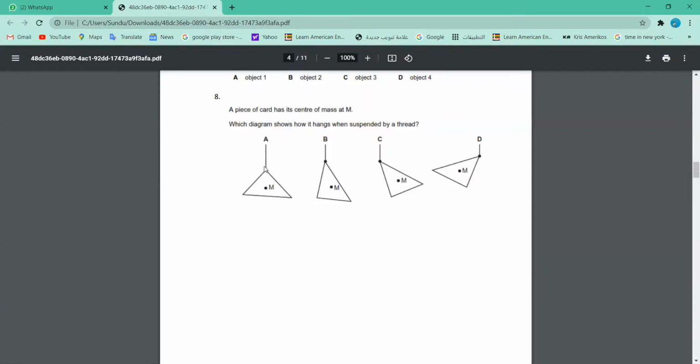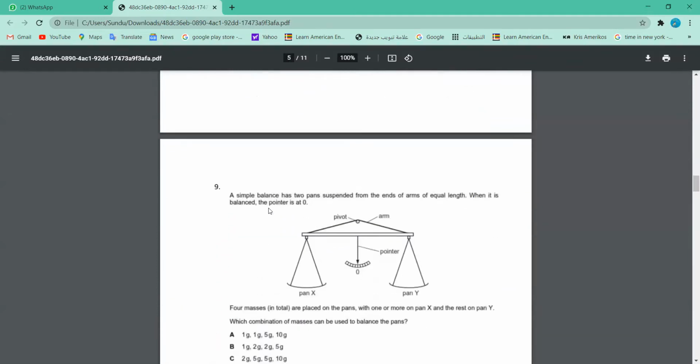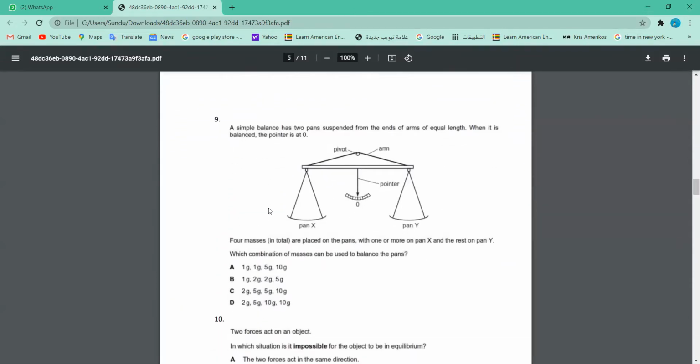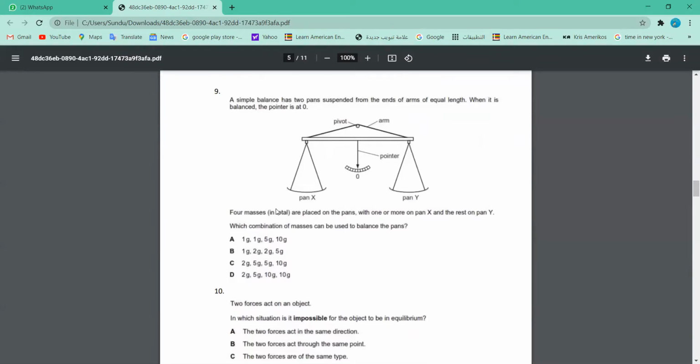So only in A is the line of action of the support the same as the weight. The weight is falling on the line of action of the support. Question number 9. A simple balance has two pans suspended from the ends of arms of equal length. When it is balanced, the pointer is at 0. 4 masses in total are placed on the pans, with one or more on pan X and the rest on pan Y. Which combination of masses can be used to balance the pans?